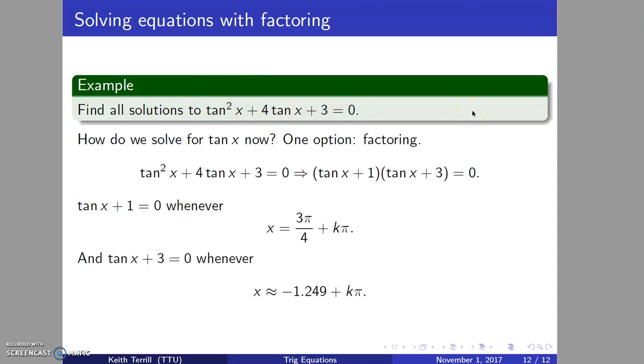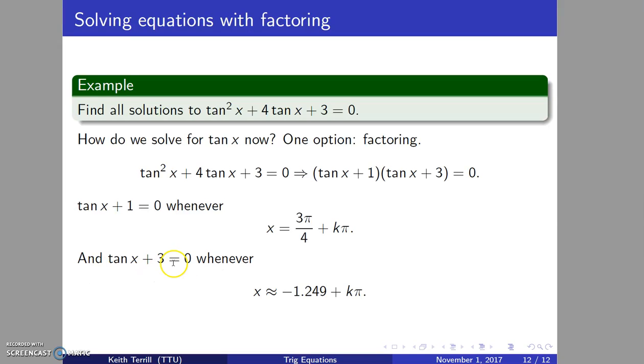So not doing trigonometric techniques, doing algebra techniques first, let's factor this. I've got something squared plus 4 something plus 3. Give me two numbers that multiply to 3 and add to 4. Positive 3, positive 1. This expression on the left factors to tangent x plus 1 times tangent x plus 3. And tangent x plus 1 is true whenever x is negative pi over 4, or in other words, 3 pi over 4 plus k pi.